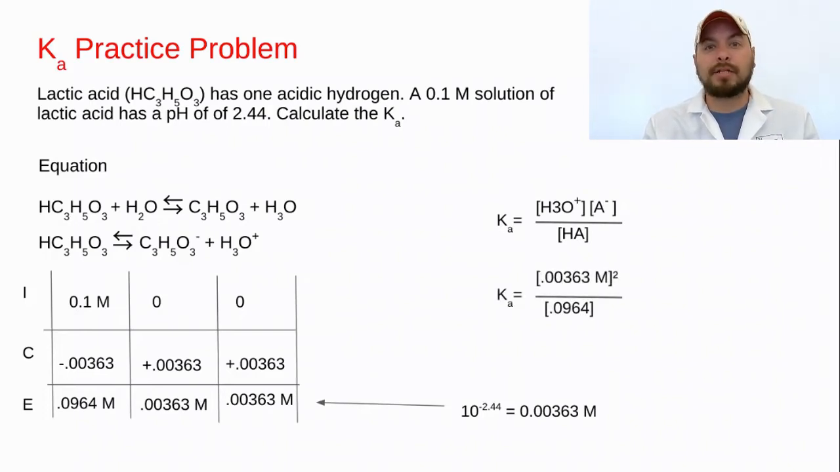This gives me a Ka value of 1.37 times 10 to the negative 4th. So I know that the Ka value of lactic acid based off of this problem is 1.37 times 10 to the negative 4th. So now that we've figured out how to find the Ka of an acid, let's look for the Kb of a base.